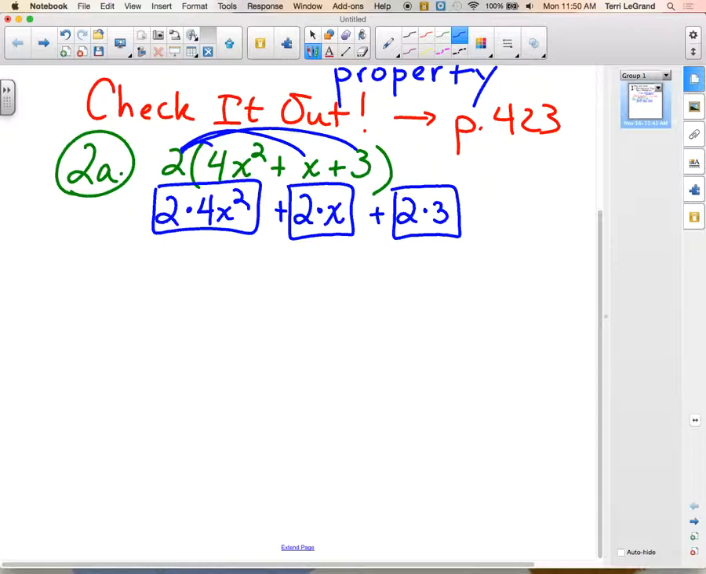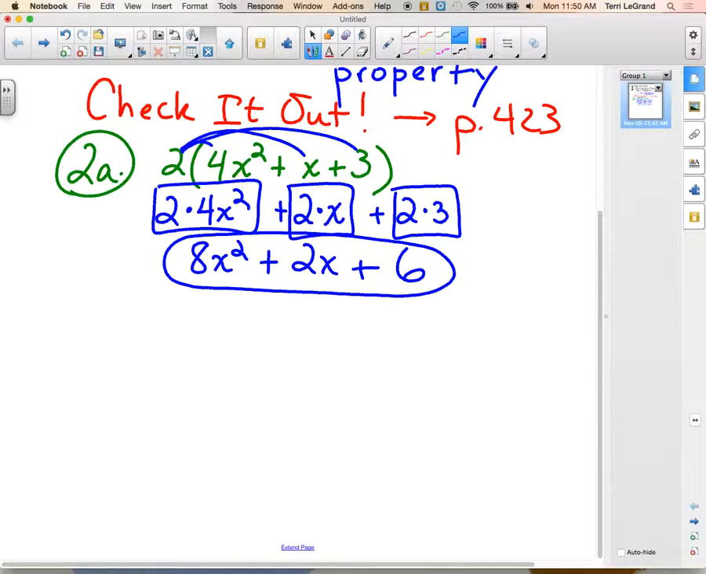Here's where we'll do the mental math in our head. We'll say, okay, what is 2 times 4? Oh, in this one we can do that because it's just a constant. This one is 8x squared. 2 times x? 2x. And 2 times 3? 6. So here is our final answer.